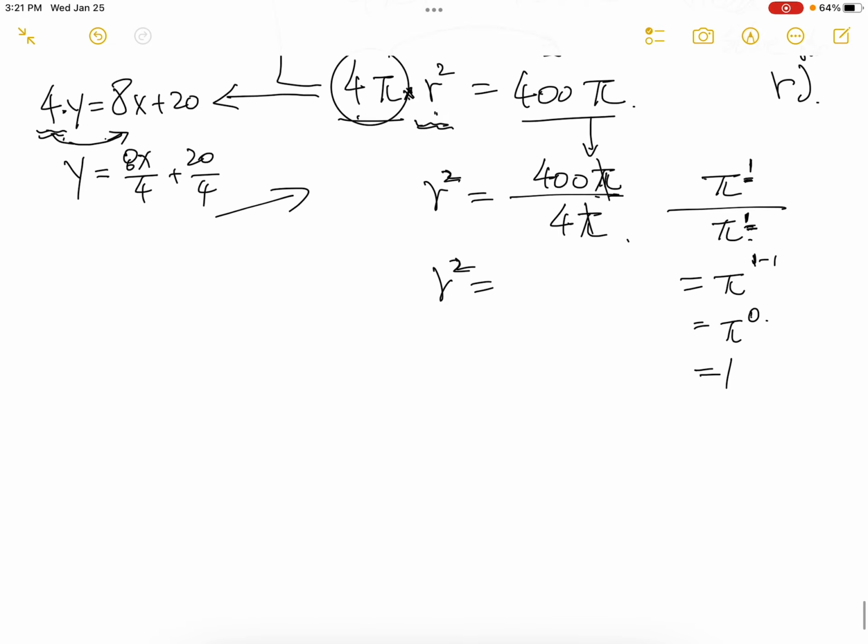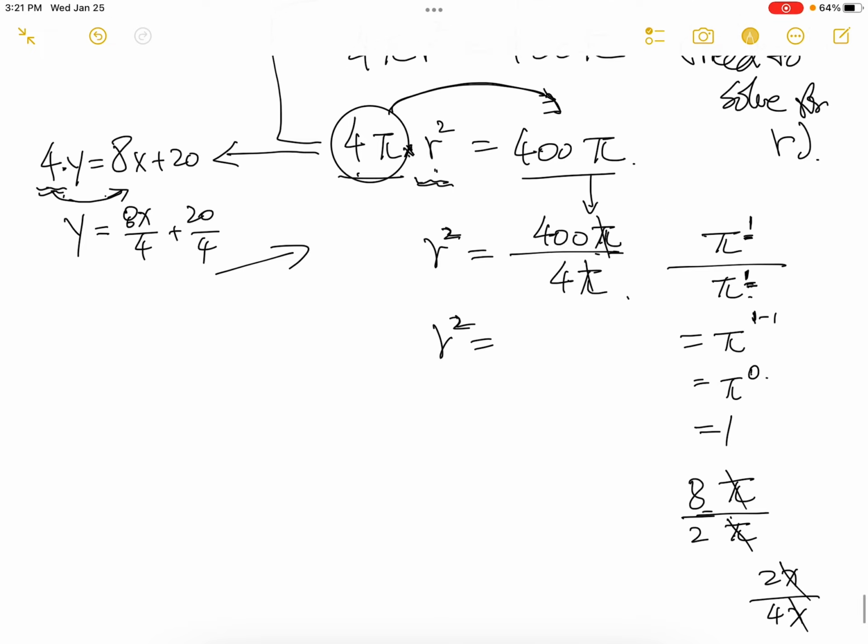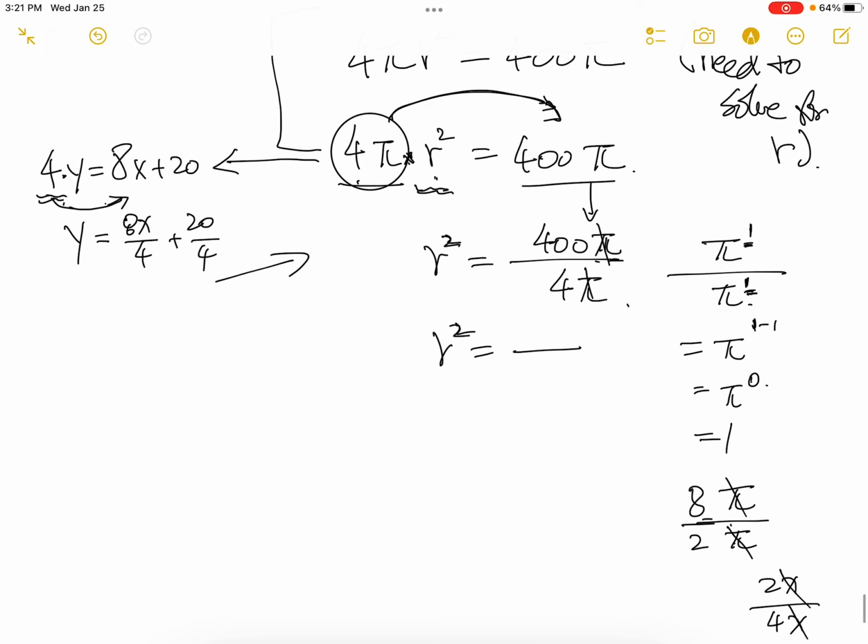Alternatively, the shortcut, the simple step is, if you see pi on the top, pi on the bottom, exact same thing, they cancel out to 1. If you have 2x, 4x, x can cancel out. Just like that, okay? So now you have 400 divided by 4, right? Because the pi cancel out, we have 400 divided by 4. So r squared is just 100.